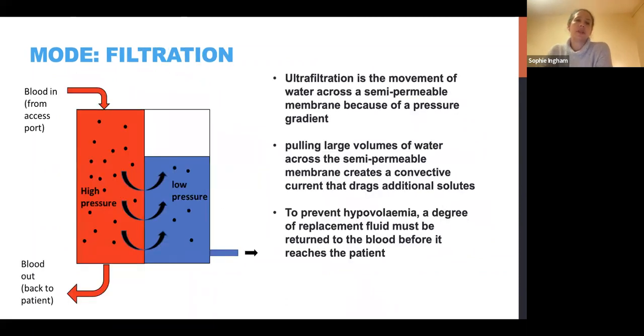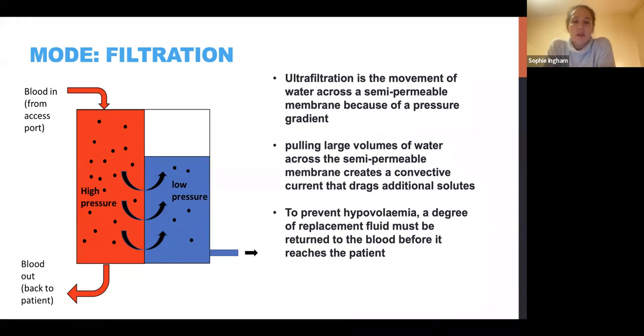So filtration works differently to this. On the left-hand side here, you've got the patient's blood, which is under high pressure, and then you've got a lower pressure on the right side of the diagram. The water within the patient's blood therefore moves down a pressure gradient, from a higher pressure to a lower pressure, not from a higher concentration to a lower concentration, as it does with dialysis. Therefore, you get big fluid shifts in this, bigger fluid shifts, and the solutes are pulled across the membrane when the water moves across the membrane by convection.